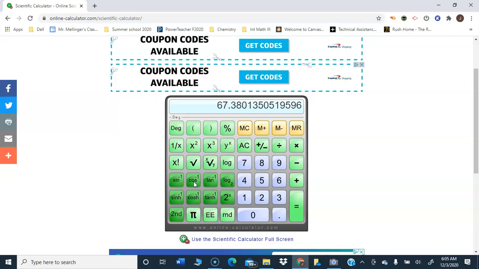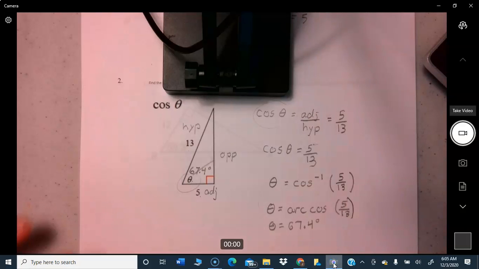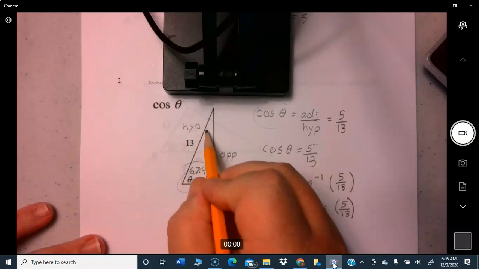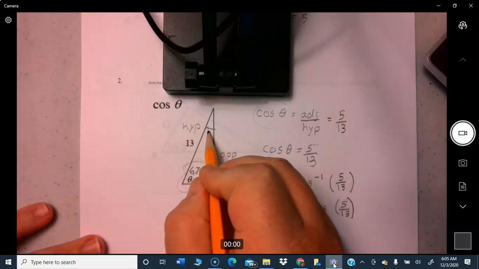It didn't ask you to do that, but later problems will, so I just wanted to show you that function right now. And there we go. That's what I had just written down, and that's where that angle would go. Now, you can also figure out this angle up here. What's this angle?